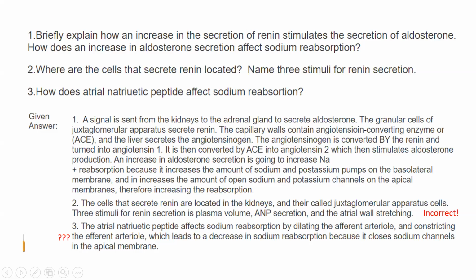And then the third response here, I also want to point out some issues with this one. The 3 stimuli that were listed here for renin were incorrect, so make sure you're looking over the stimuli correctly. Atrial wall stretching is not a stimulus for renin, neither is ANP secretion. And then plasma volume, this is very vague, right? You're not saying increased plasma volume, decreased plasma volume, you're just saying plasma volume.